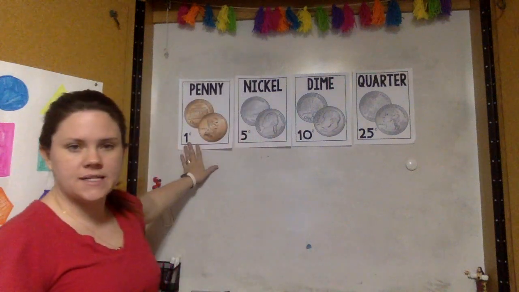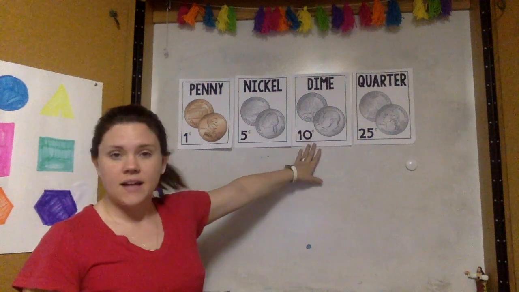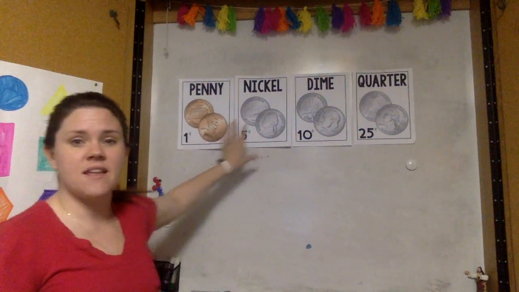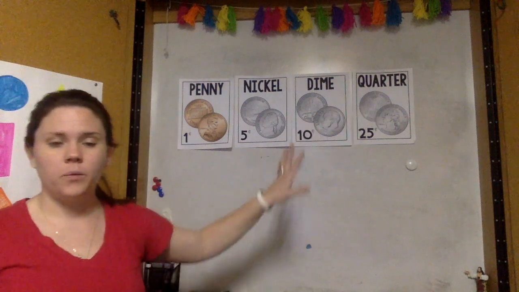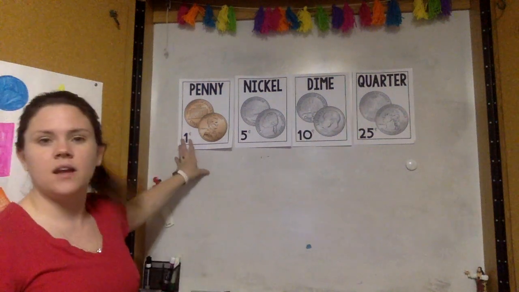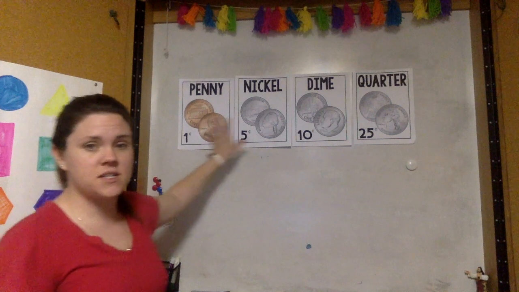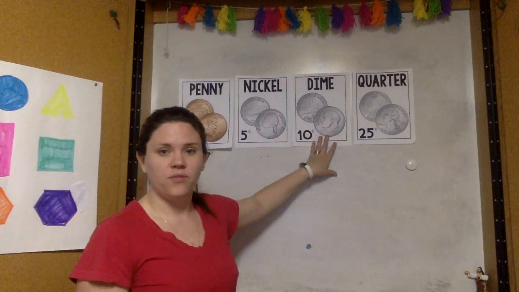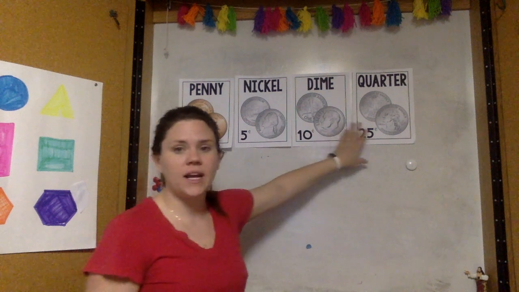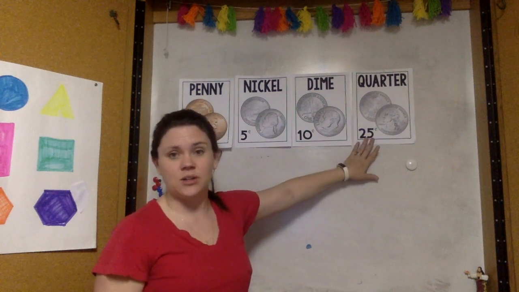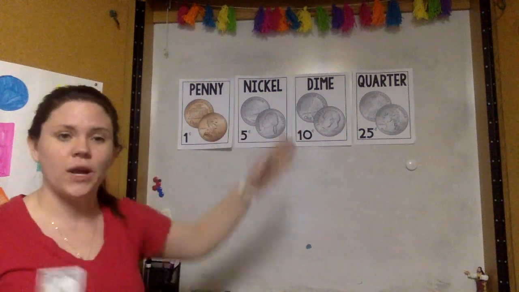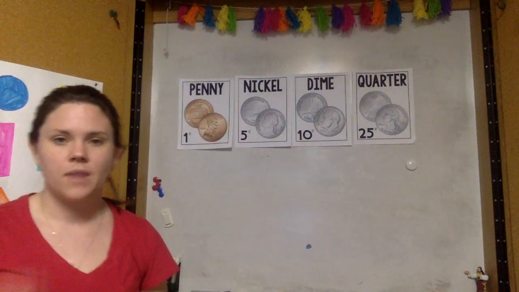A penny is worth 1 cent. A nickel is 5. A dime is 10. And a quarter is 25. And we know that this is the value of those coins, right? When we would do our days of school, we would trade in 5 pennies for 1 nickel. We would trade in 2 nickels for a dime. We could trade in 2 dimes and a nickel for a quarter, right? The coins, they have their values and they can be traded in differently, right?